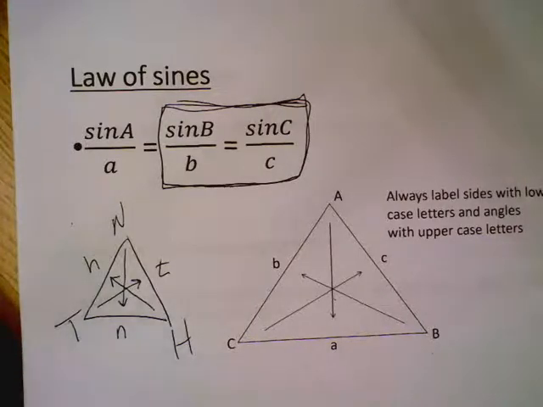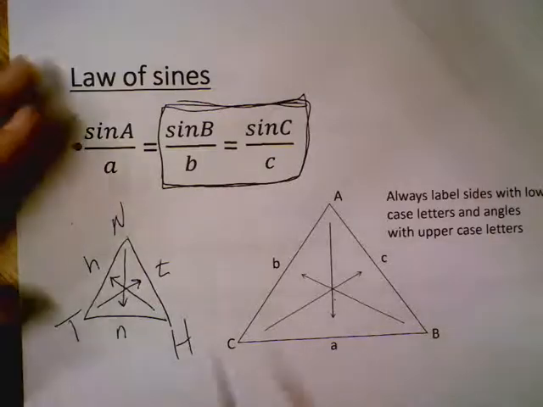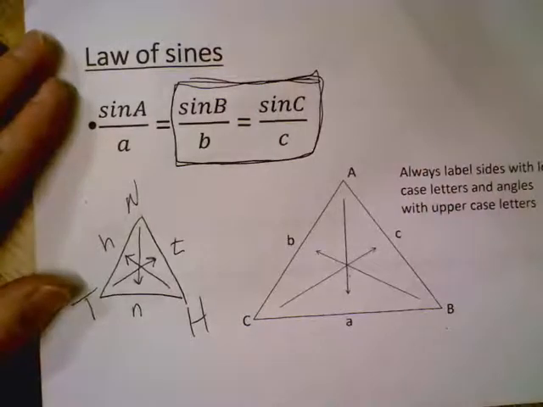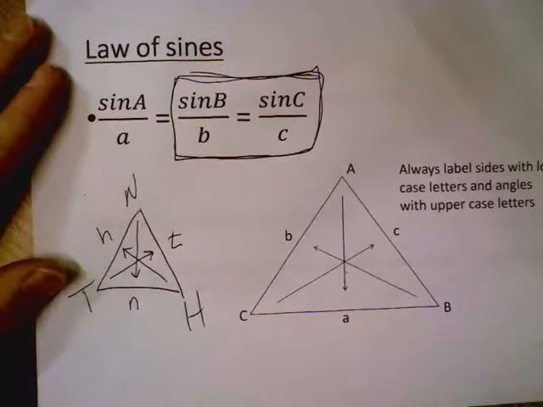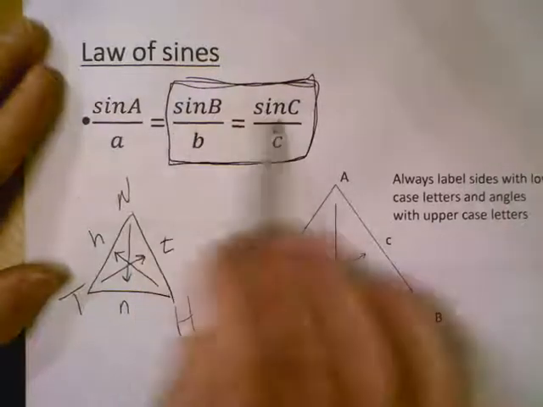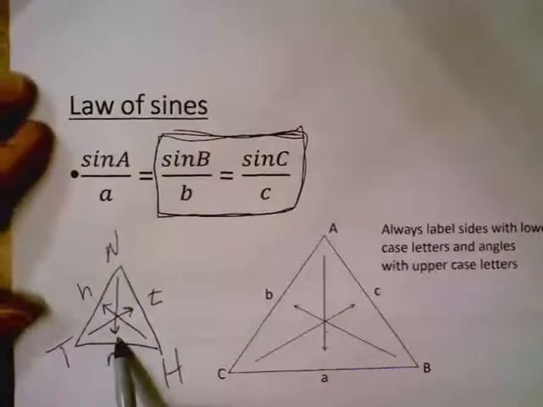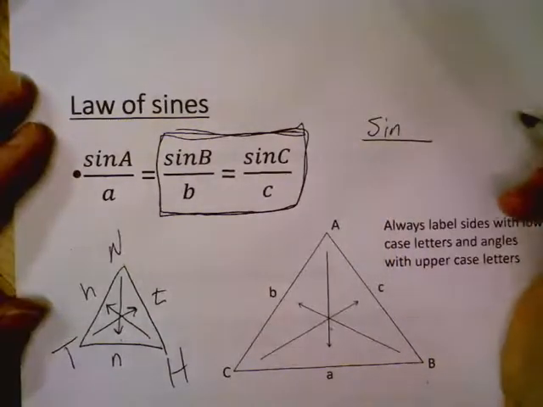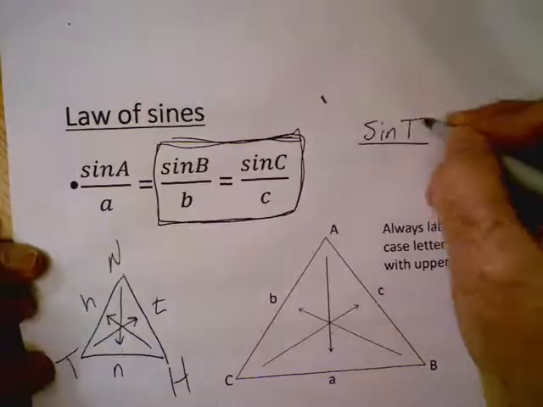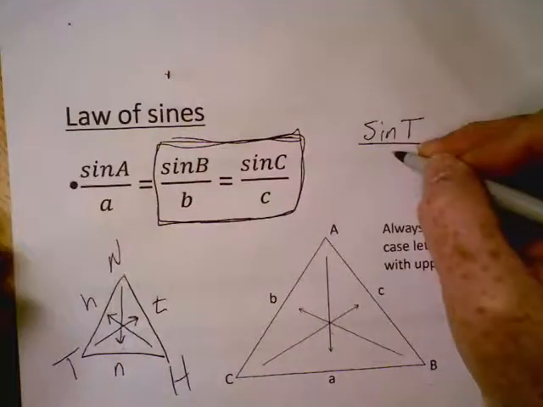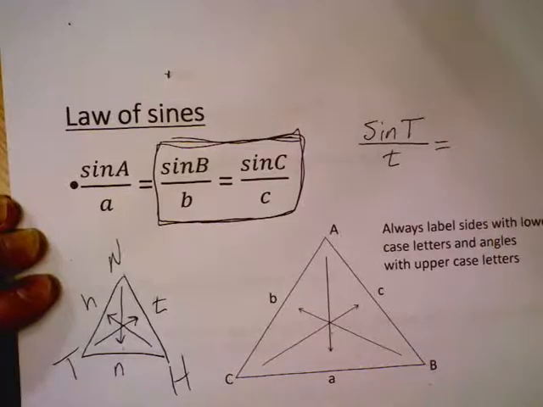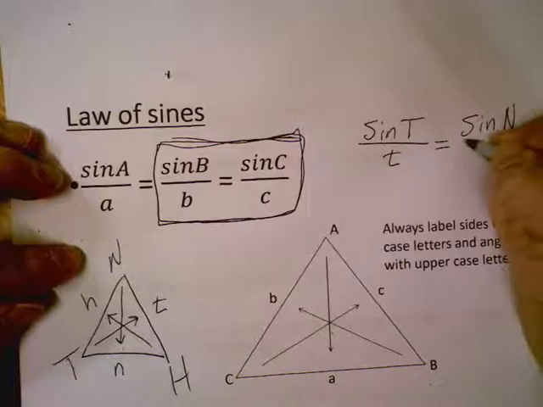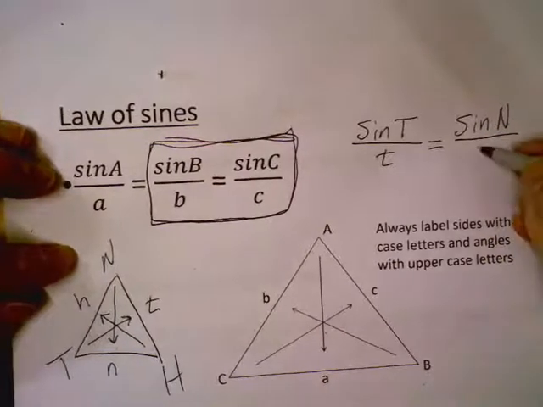And we use that a lot in law of sines, law of cosines. We got to make sure that everybody's on the same page as far as what their triangle is labeled. Again, we're only going to set up 2 of these. So if I was using this triangle, my NTH triangle here, I might set up something like sine. Sine's always going to be on top of maybe angle T over little t equals sine of big N, angle N, over little n.